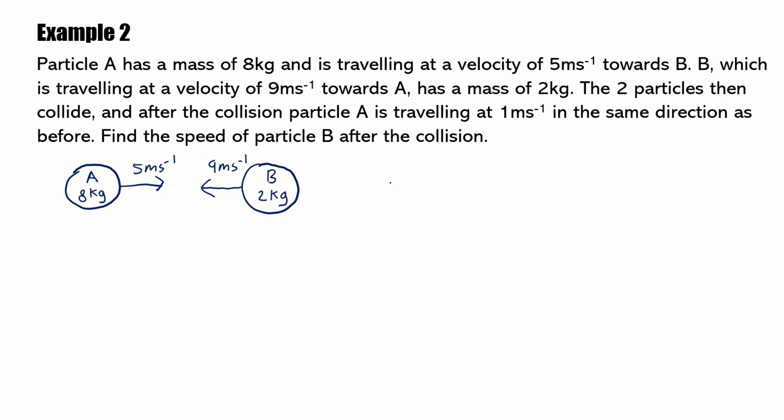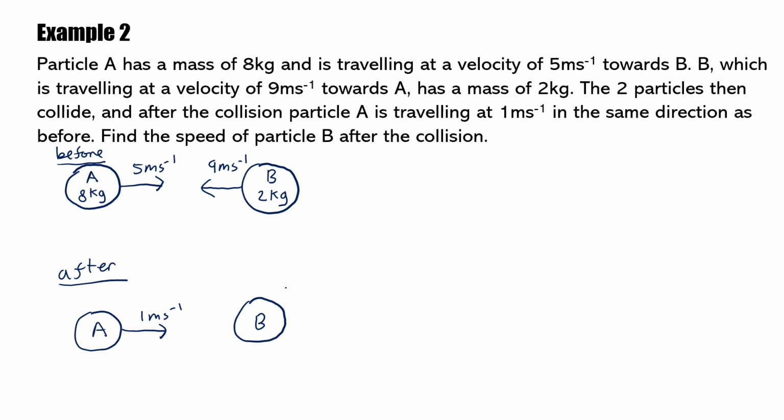And then we're told the two particles collide, and therefore again we're going to do a before diagram and we're going to do an after diagram to make things nice and clear. So after the collision, A is traveling at 1 meters per second in the same direction as before. So that makes life nice and easy. 1 meters per second, A, and then we've got B over here. We've got to find the speed of B after the collision.